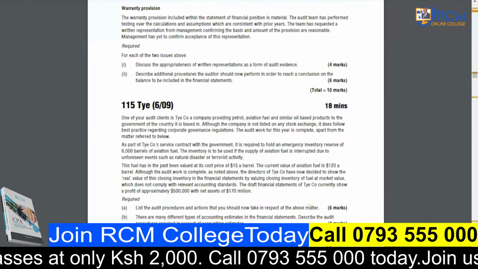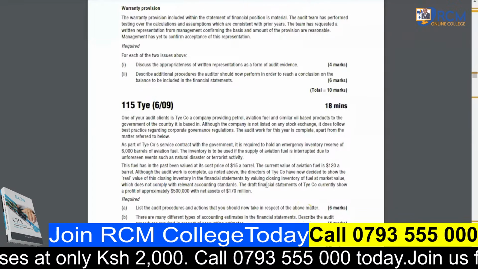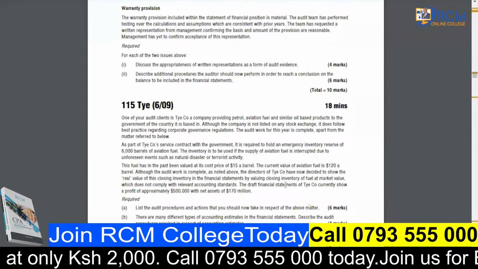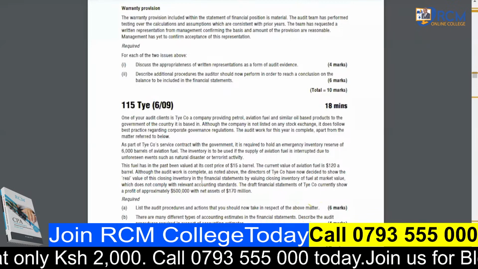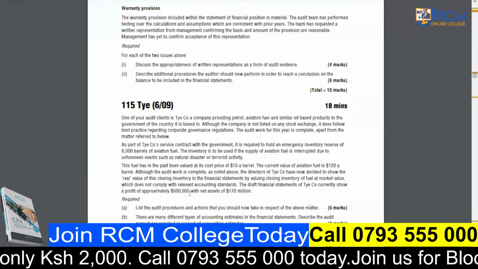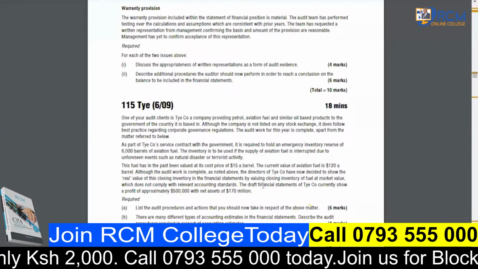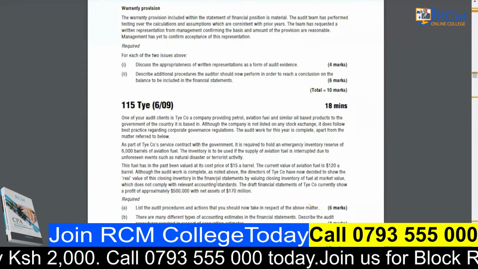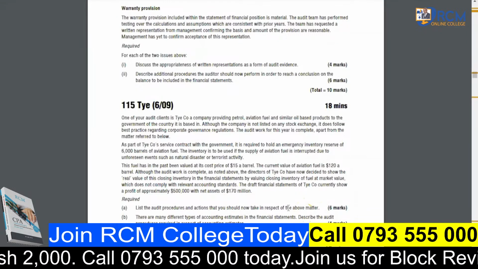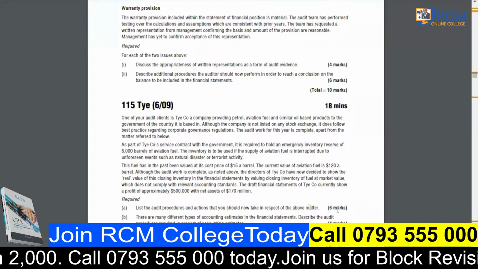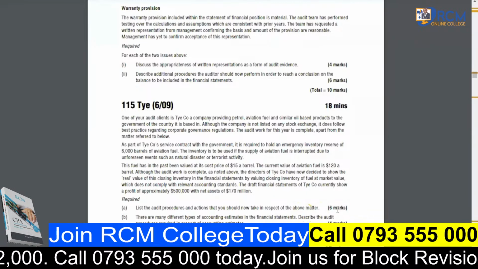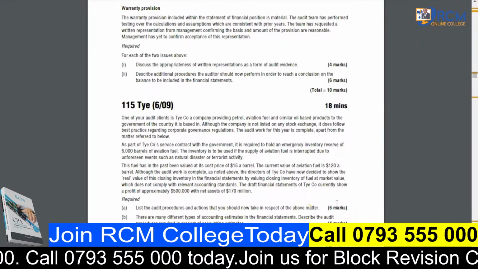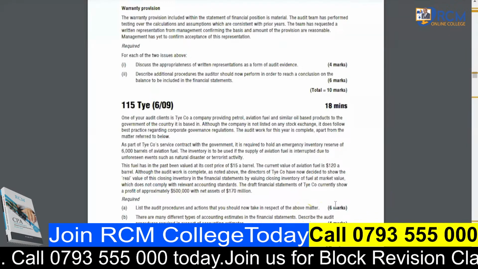Now, ladies and gentlemen, we are told here a valuation which does not comply with relevant accounting standards. The draft financial statements of Tire Company currently show a profit of approximately 500,000 with net assets of 170 million. So of course there is materiality there. They want us to list the audit procedures and actions that you should now take in respect of the above matter. So we have 6 marks. So we expect you to give us about 3 well-explained paragraphs, not 6 dash points, otherwise you will fail.